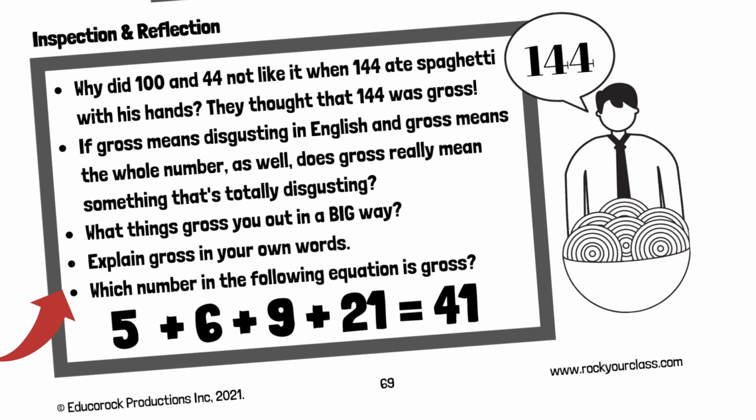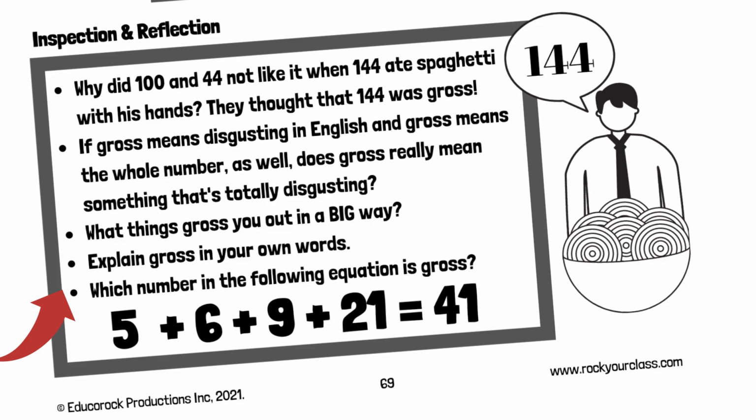Why did 144 not like it when 144 ate spaghetti with his hands? They thought that 144 was gross. If gross means disgusting in English, and gross means the whole number as well, does gross really mean something that's totally disgusting?